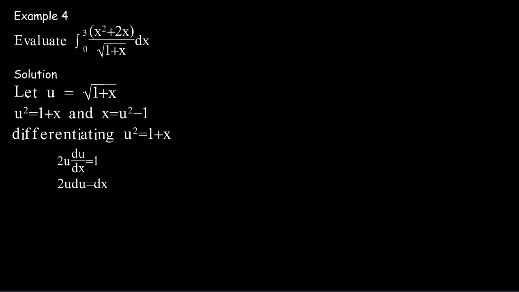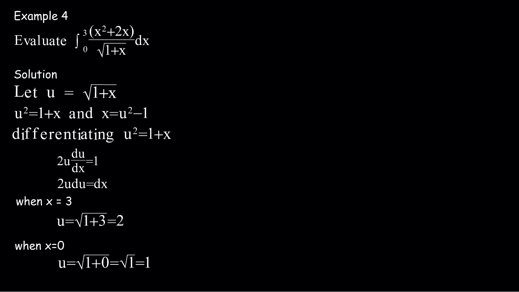Now our original limits are 3 and 0, but remember that was when the function was in terms of s. To get our limits in terms of u, we are going to be substituting s into the equation to get an equivalent value for u. So when s is equal to 3, u will be equal to the square root of 1 plus 3, which is equal to 2. That is, we are substituting s into the equation u is equal to the square root of 1 plus s. And doing the same for our lower limit, when s is equal to 0, u will be equal to the square root of 1 plus 0, which is equal to the square root of 1, which is equal to 1.